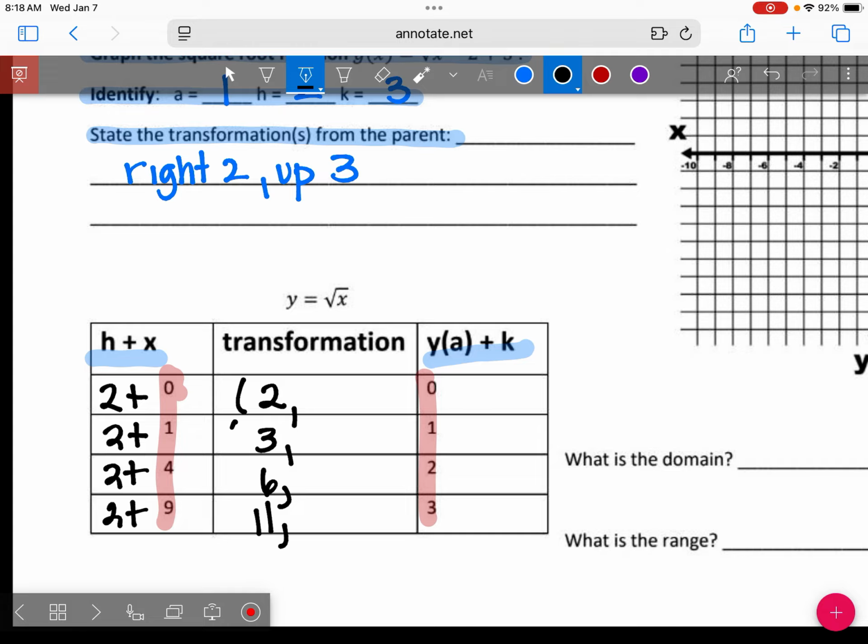Okay, so that's my new x values. Now for the y values, that's where we use a and k. So we're multiplying all of these numbers by 1 and adding k. Now, whenever a is 1, you really don't need to put that in the calculator. You really just need to add 3. So you're doing 0 plus 3, 1 plus 3, 2 plus 3, and 3 plus 3.